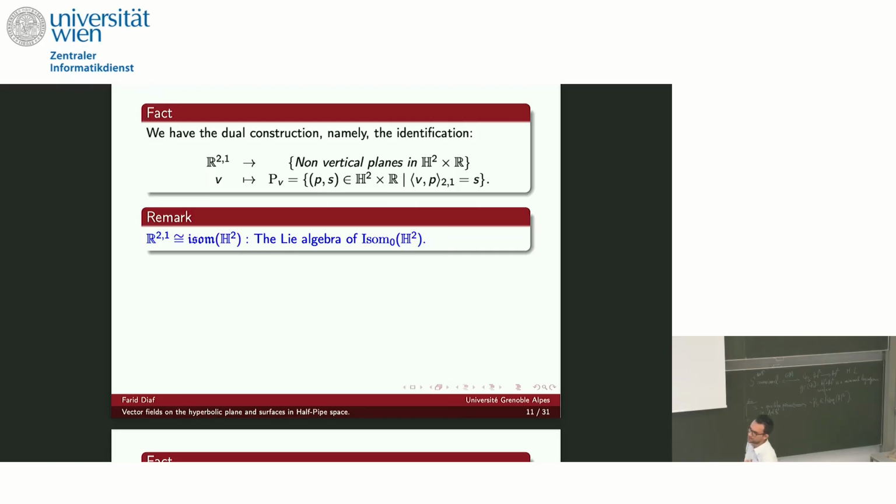Oh, but you are in Minkowski space. Yes, but not in H2 cross R. H2 cross R is not in Minkowski space. It's the dual of Minkowski space, by definition. So each point, you could think of it as a point in the cylinder, but each point is in fact a plane in Minkowski, a space-like plane in Minkowski space. Yeah. So okay, so what are the vector fields?